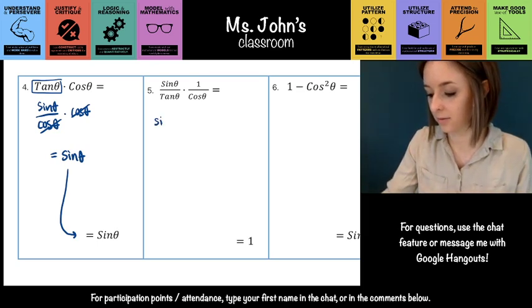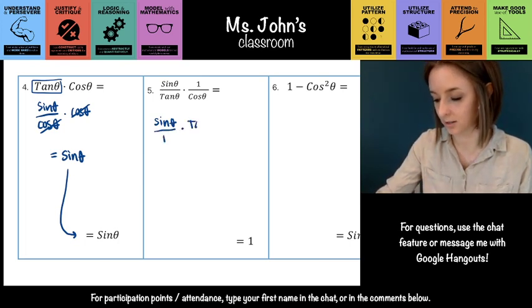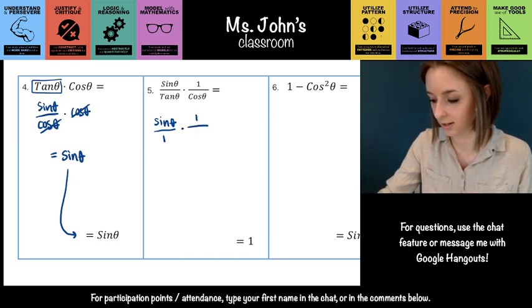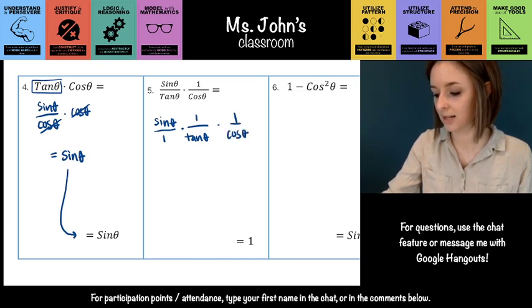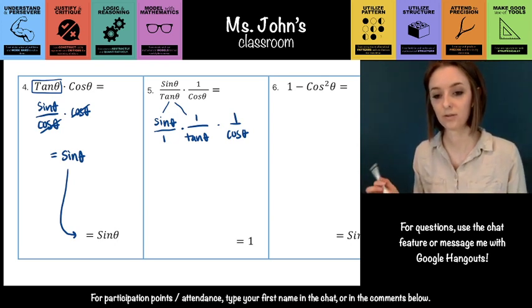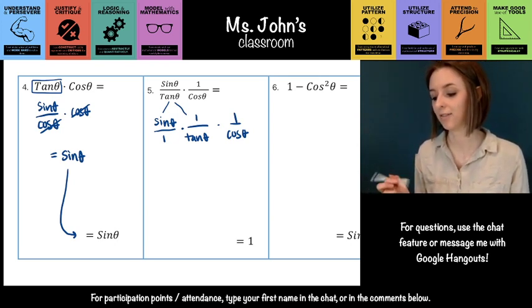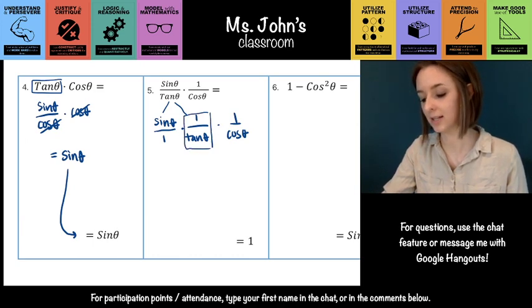So I'm going to say this is sine of theta over 1, times 1 over tangent of theta, times 1 over cosine of theta. All I did was separate out this fraction into sine of theta over 1 and 1 over tangent of theta. And this is the one that I want to focus on, 1 over tangent of theta.